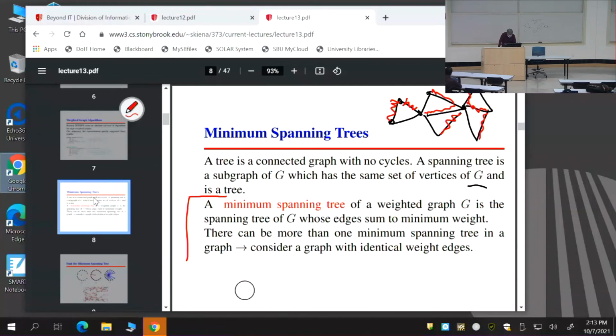Now, what is a minimum spanning tree? A minimum spanning tree of a weighted graph is the one where the edges sum up to minimum weight. And again, if all the edges had weight 1, any spanning tree of that graph would have n minus 1 total weight. So you can have ties. But when we want to find the minimum spanning tree, we want a tree whose edges sum to minimum weight. Any questions?